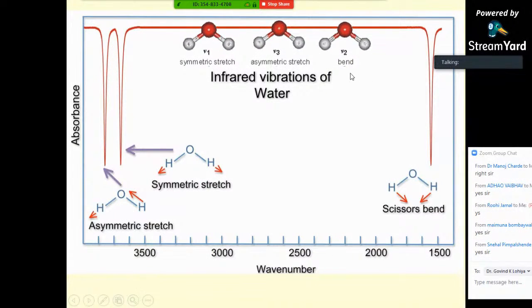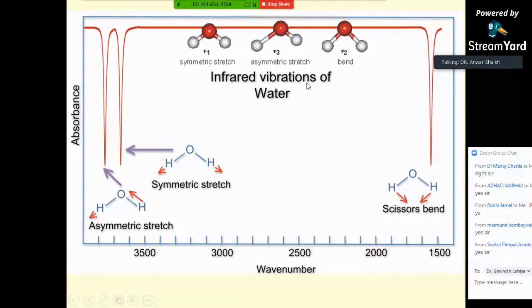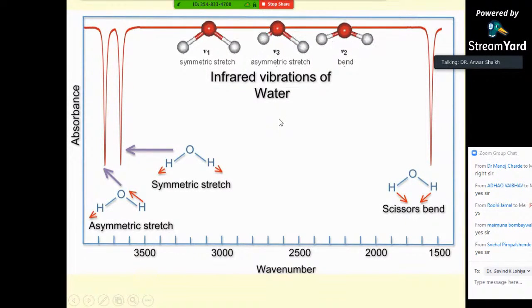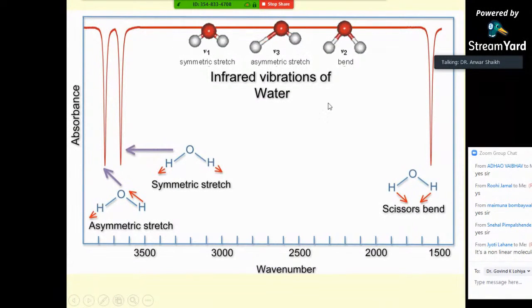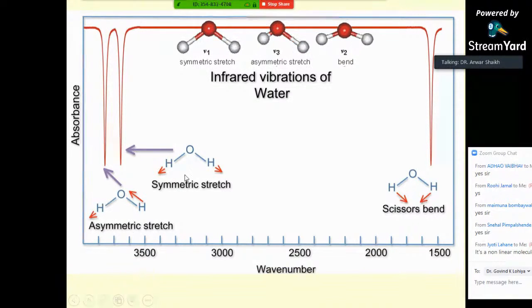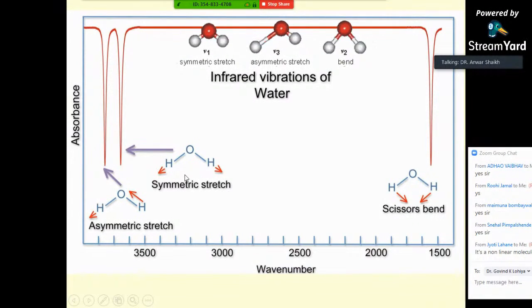Okay, it is a non-linear molecule, so we are using 3n minus 6, where n is the number of atoms. So 2 hydrogen, 1 oxygen. So 3 into 3, 9 minus 6, it will be 3. So we will be getting 3 peaks for the water molecule. So what are those 3 peaks? The symmetrical and asymmetrical stretch, and the scissoring or the bending. So these 3 peaks are possible for the water molecule.